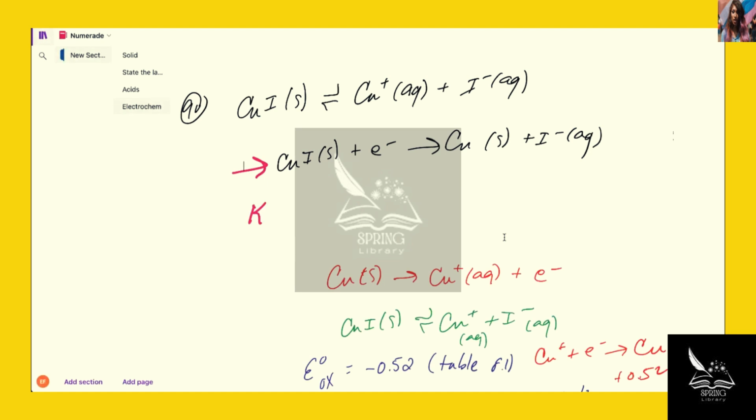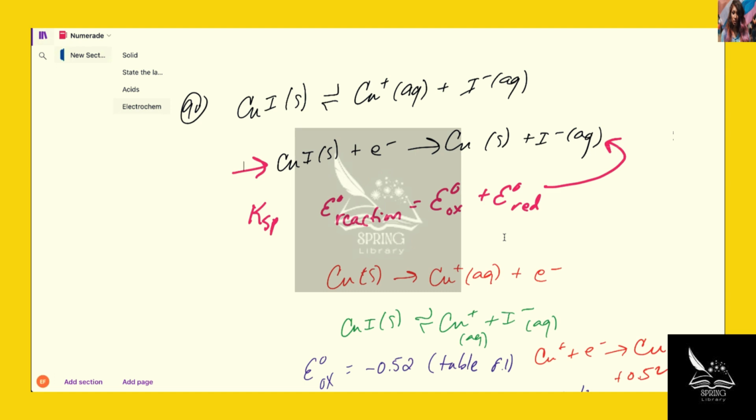We have KSP, and for every redox reaction, there's an E0 for that reaction, which would be the sum of the oxidation potential and the reduction potential. So what we're solving for is the reduction potential, which is given by this equation here. And you might be thinking, well, we don't have E0 for the reaction or E0 for the oxidation. So how are we going to solve for E0 reduction?